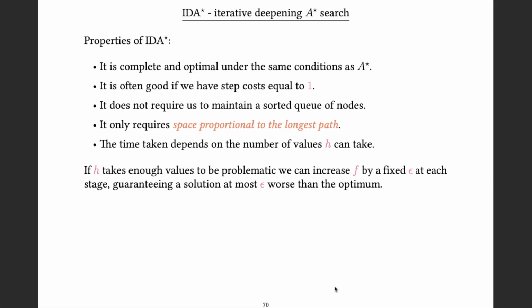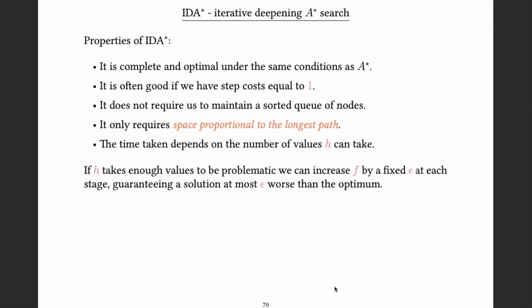And one finds that, in fact, the time it takes, unsurprisingly, depends on how fine-grained, if you like, how many values H can take. If H can take an awfully large number of values, then your F cost can also take a very large number of values. That might mean that you're just searching a very small amount further at each iteration. But if you're willing to make a little bit of a sacrifice in terms of optimality, then you can get around that.